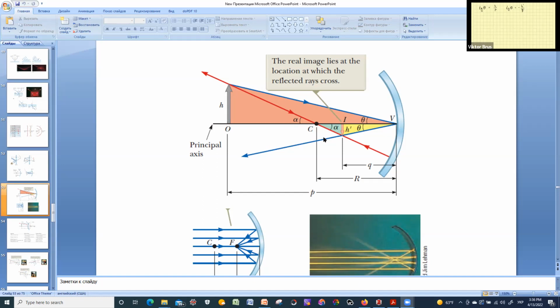Also, we can show that tangent alpha, because these angles are equal to each other, can be expressed from this small red triangle. That will be the height of the object, h, divided by this distance, which will be the distance of the object from the mirror, p, minus the radius of the sphere. So that will be our distance from point C to point O. Now let us write it down.